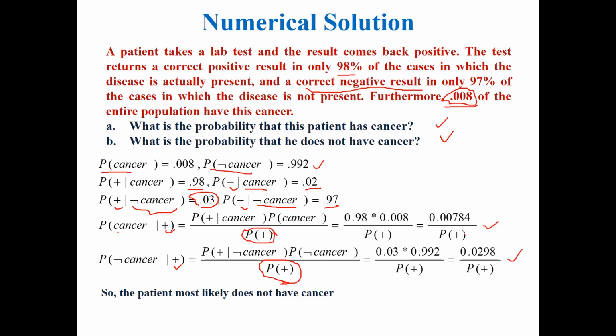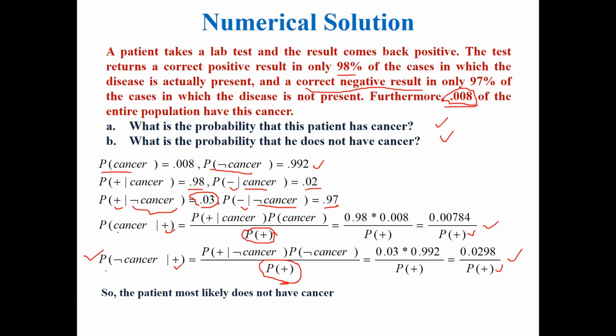So now if we compare these two terms, what we observe is that this P(positive) is the same, because we are solving for the same problem. If this term is the same, and we put in the values, then which probability will be higher? The probability of not having cancer given that it is positive will be the higher value. Why? Because it is 0.0298 divided by P(positive), and the other is 0.00784 divided by P(positive). So definitely this will give the higher value.